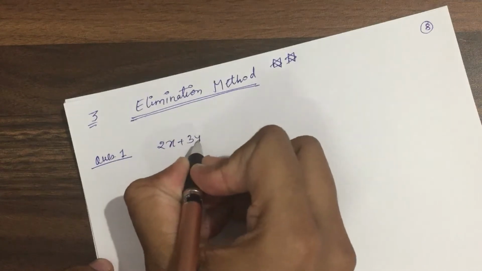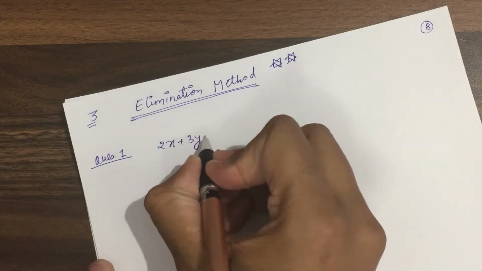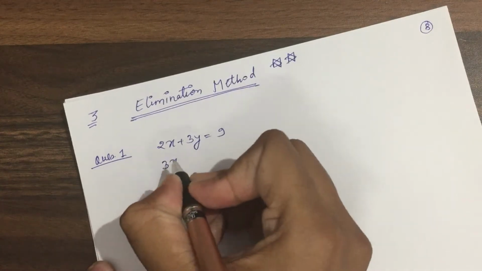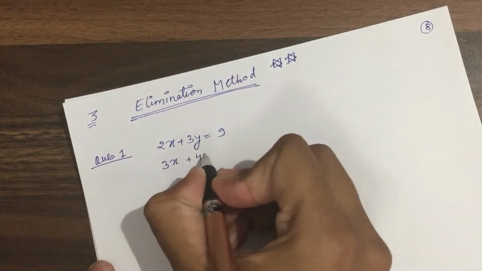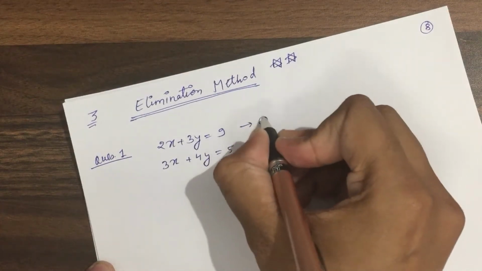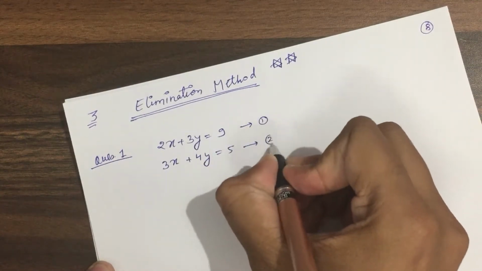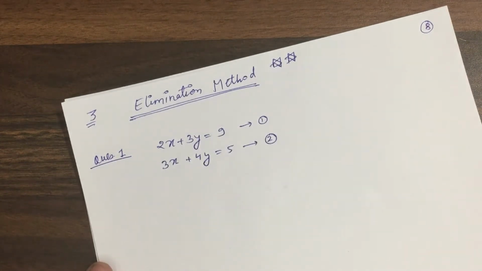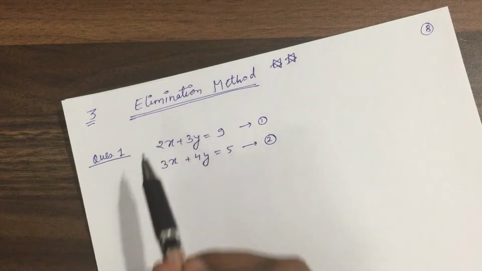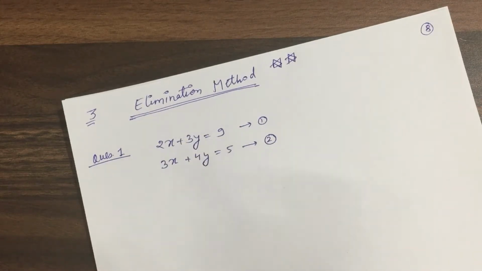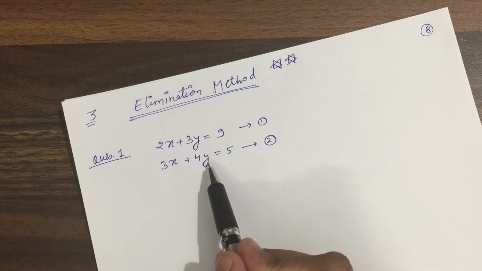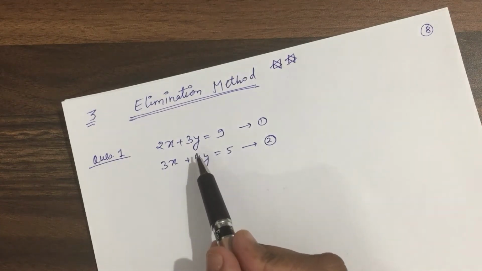2x plus 3y equal to 9 and 3x plus 4y equal to 5. Mark it as equation 1 and mark it as equation 2. Now how will we proceed in this method? As the name suggests, elimination means we have to eliminate any variable. Either it can be the x variable or the y variable. We have to eliminate any one of the variables.